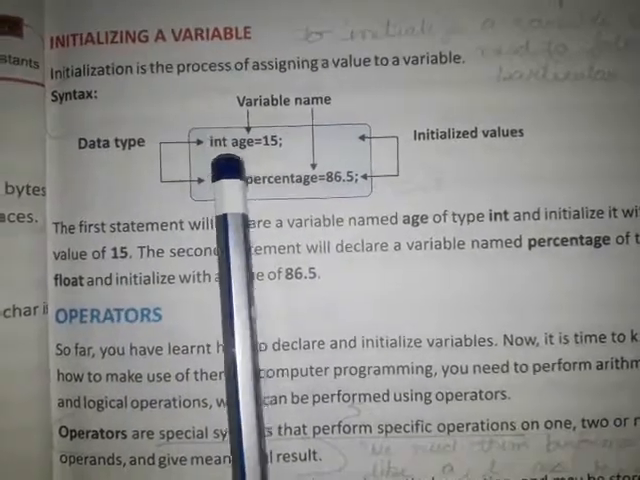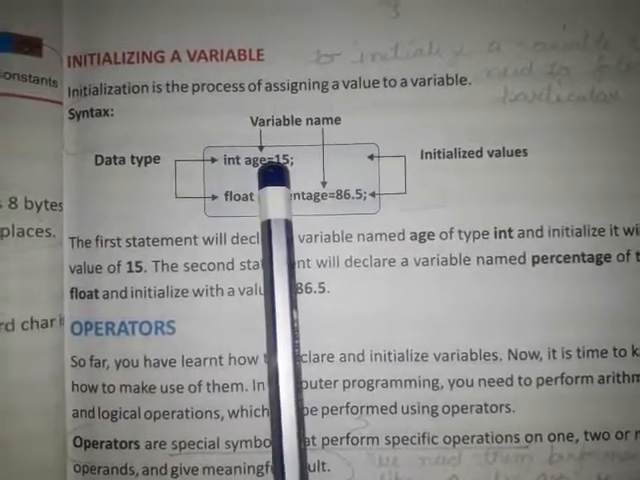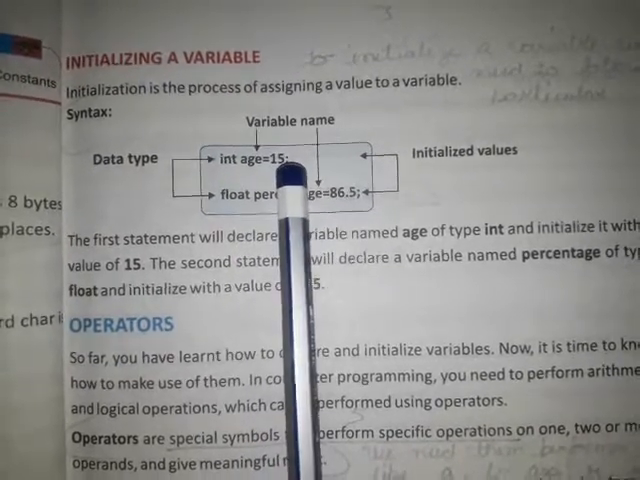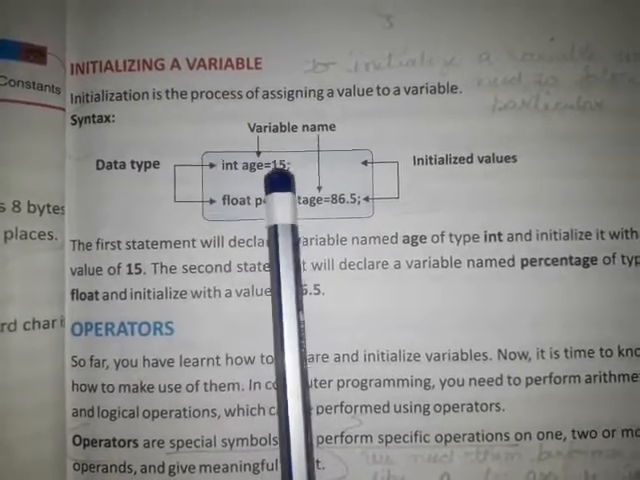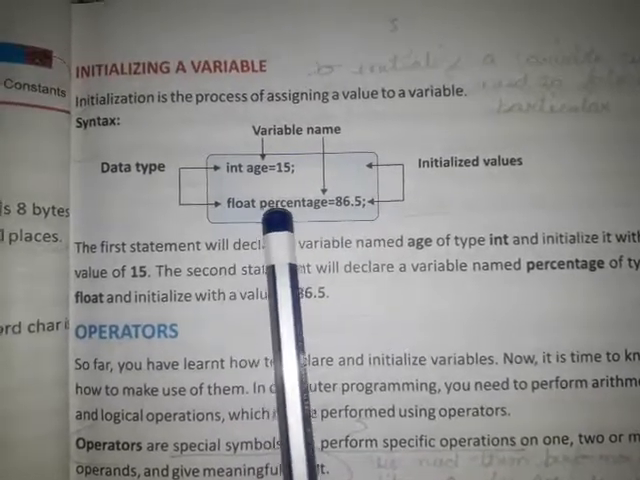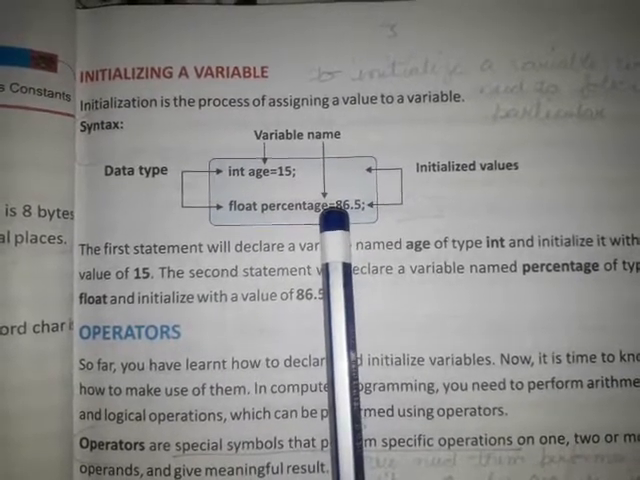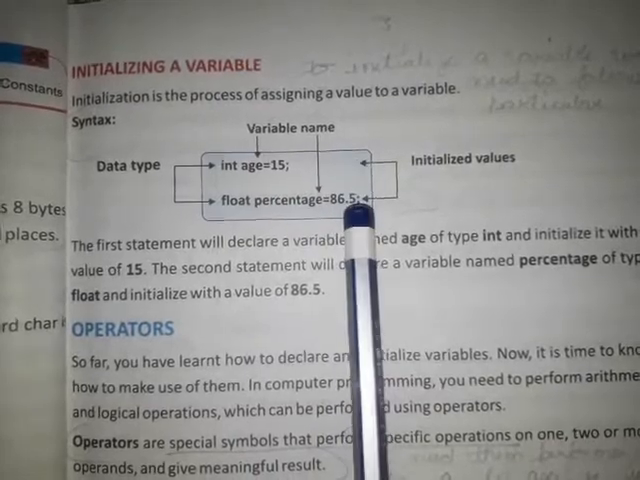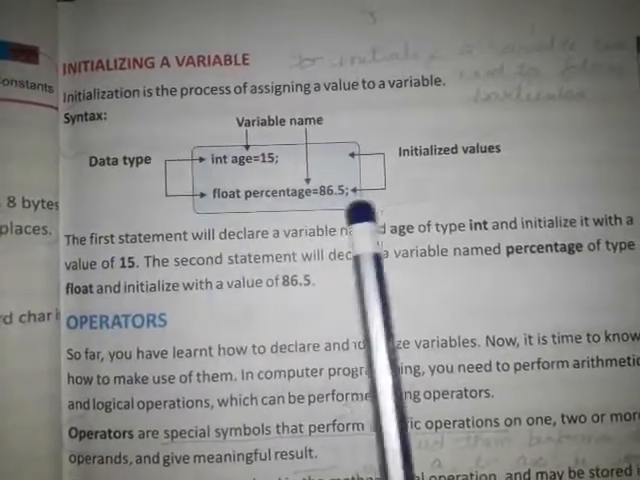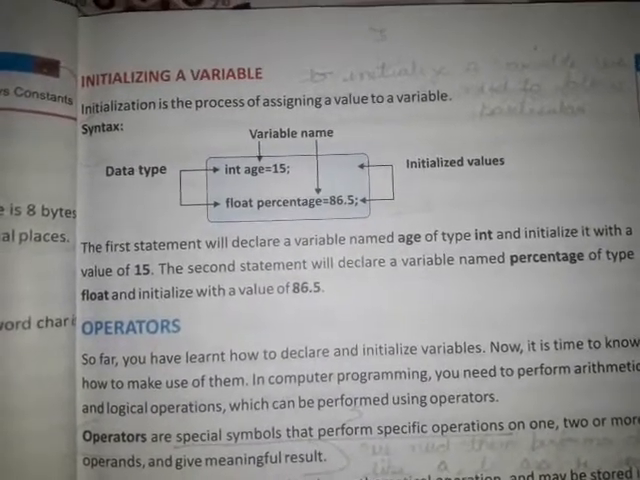Look at here, int age equals 15. So here equals to is called the assignment operator. This operator will give the right hand value to the left hand variable. So here 15 is given to the variable age. Look at here again, float percentage equals 86.5. So on the right hand side of equal to is 86.5. This value is stored in the variable on the left hand side, which is percentage. So this is called initialization of the variable. Initialization means to give some value to the variable.